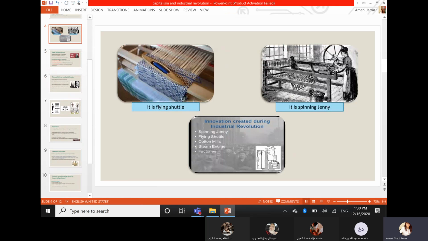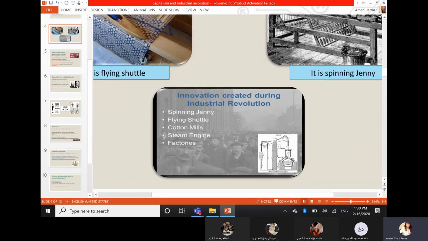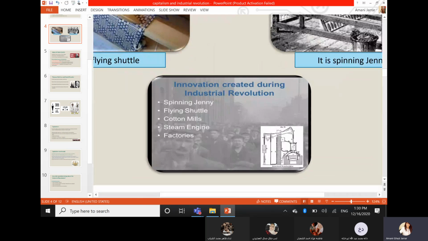You can see here the pictures from that time. For example, we have what we call the flying shuttle, and the spinning jennies, the innovative creations of the Industrial Revolution. Here you can see how the spinning worked, the flying shuttle. You can look into each one of them and Google it if you want. The cotton mills, the steam engines, the factories. That was the time it began.